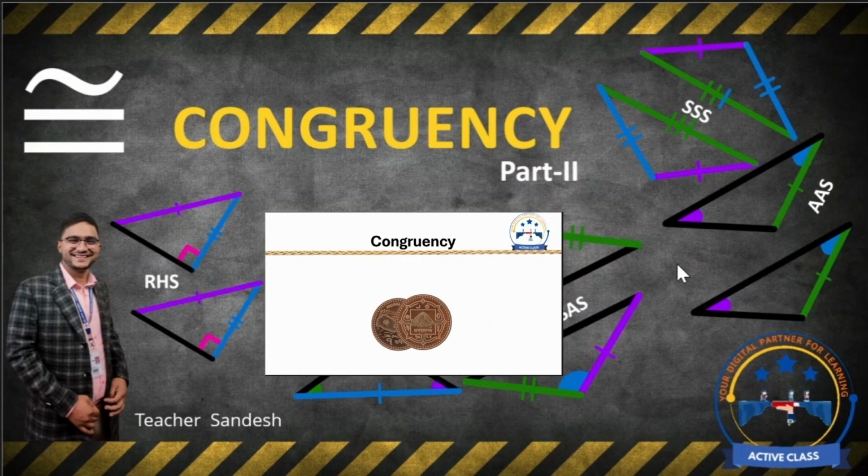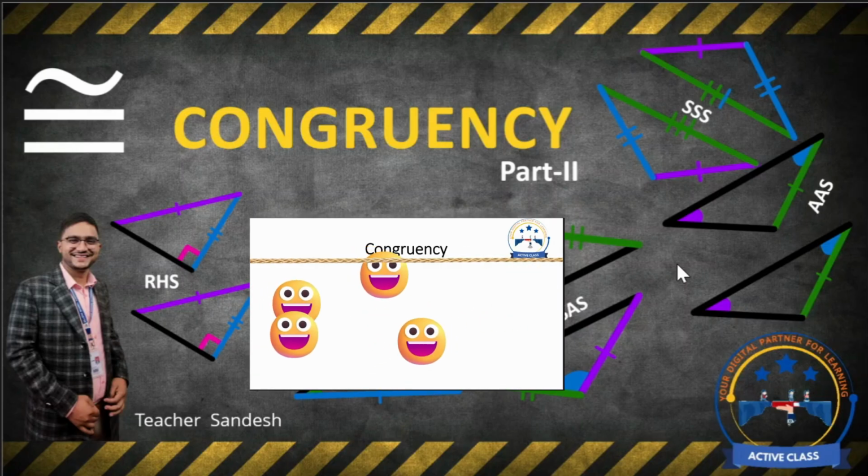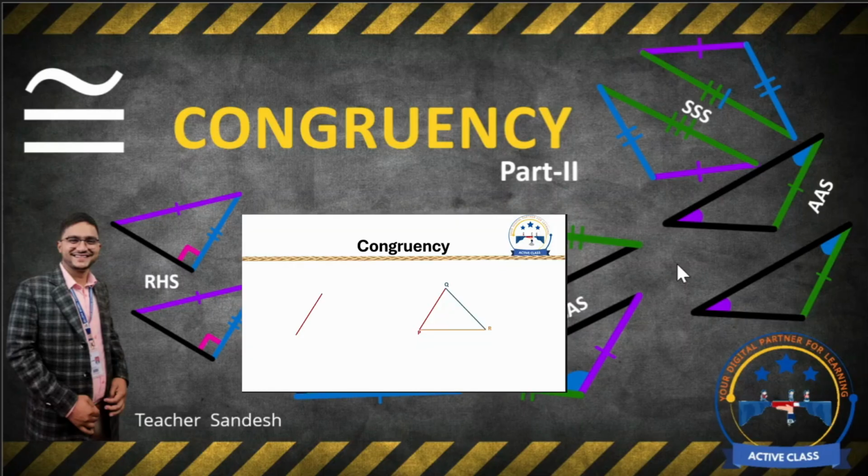In our last video, we discovered that two figures are congruent if they have the same shape and size. If you missed that, check the link in the description. It's a must watch. In that video, we overlapped one triangle over another to check for congruency.